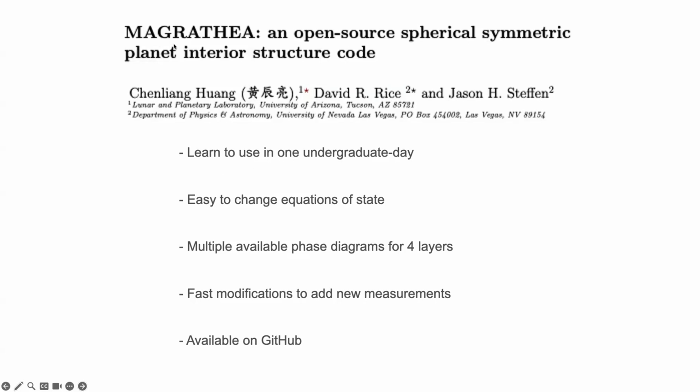The design criteria that I gave to Chen-Liang was, I want undergraduates to be able to use it within a day. So it's one undergraduate day to ramp up and get the code running. It has the ability to change around the equations of state. I'll show what I'm referring to there, where you just comment in the one that you want. So it's real easy to modify how the model runs. Right now it's a 4-layer planet structure. We're currently working on mixing between the layers. Right now they're separate layers.